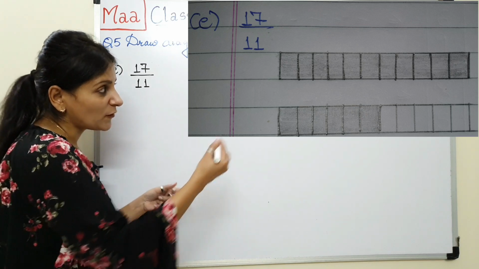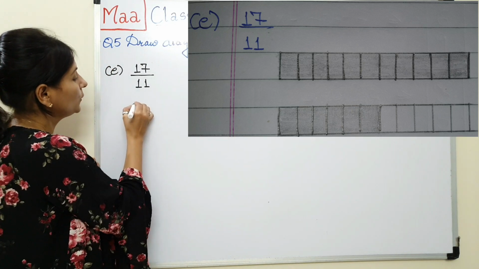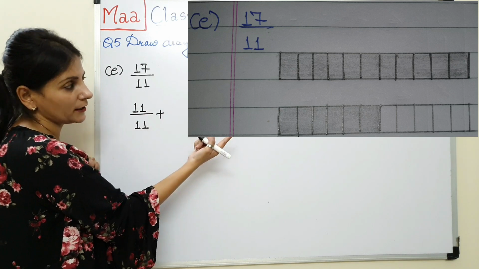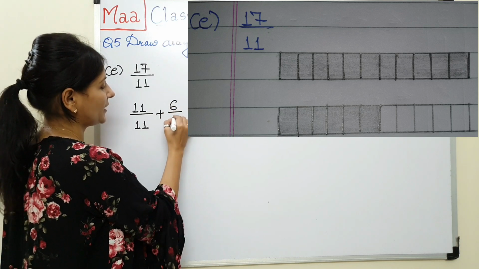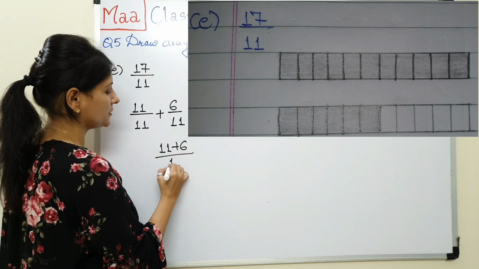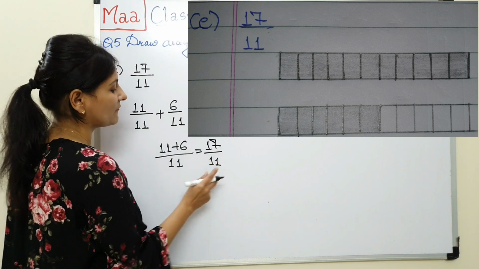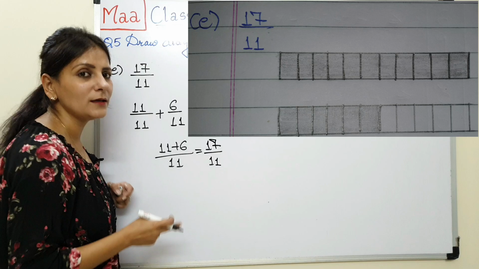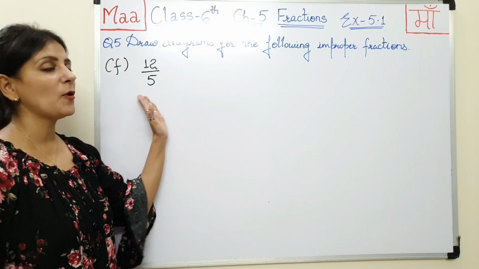Okay, and if I have to check it, first from 11 all 11 were shaded, no? So in fraction I can write 11/11, and in the second I have shaded 6 from 11, so I can write it as 6/11. Now add it: 11 plus 6 upon the denominator 11. So it will be 17/11, which was asked in the question, and in the diagram we can show it like this. Clear? Now students, the next part is 12/5.